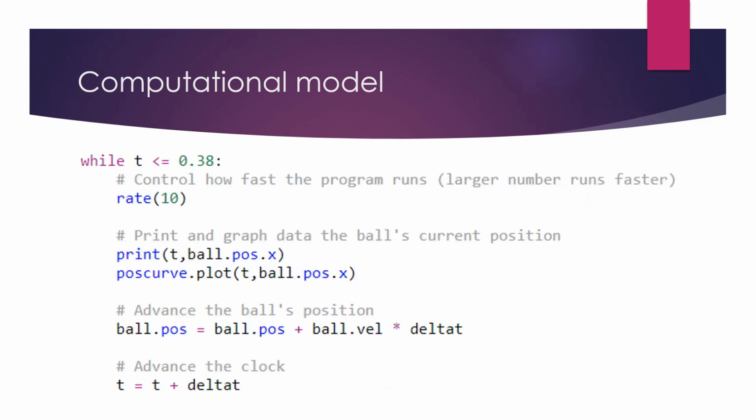This is my implementation of the calculation loop, which updates the position of the simulated ball each time. The first line indicates that the loop will only run while the time t is less than or equal to 0.38 seconds, since this is the length of the original video. The first three lines set the speed of the program and print and graph the ball's position. Then the ball's position is updated using the ball's position update formula from before. Finally, we advance the time by delta t, simulating a frame of the video.